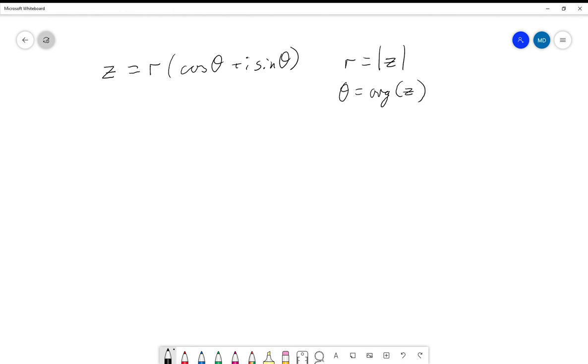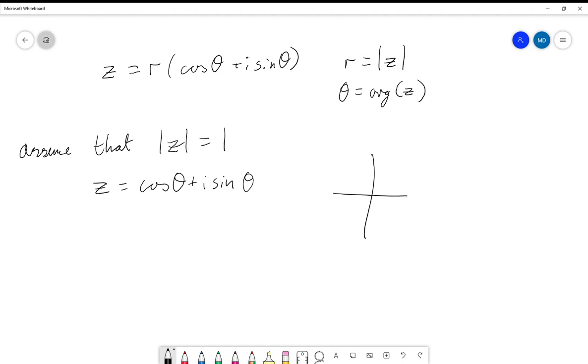Now let's assume that the modulus of z is equal to 1. Then we can get rid of the r and just write that z is equal to cosine theta plus i sine theta. This is true for any z on what's called the unit circle on the Argand diagram. If we take the points where this is the point 1, this is minus 1, this is i, and this is minus i, every point on that unit circle, every point with modulus 1, can be written in this form without the r, which is quite nice. And that's what we're going to be using right now to help us with these trigonometric identities.